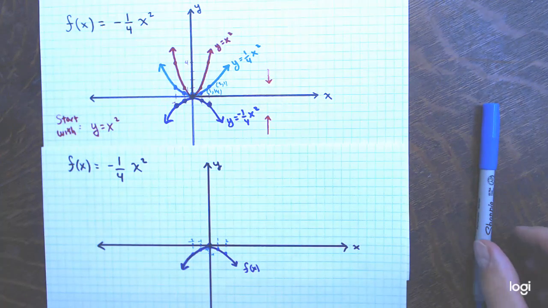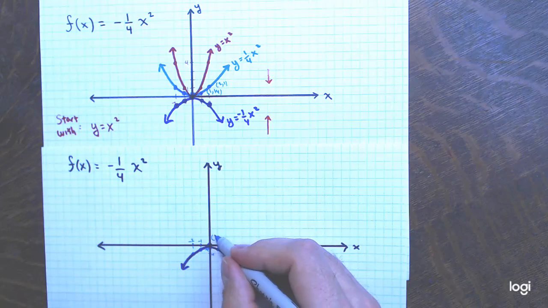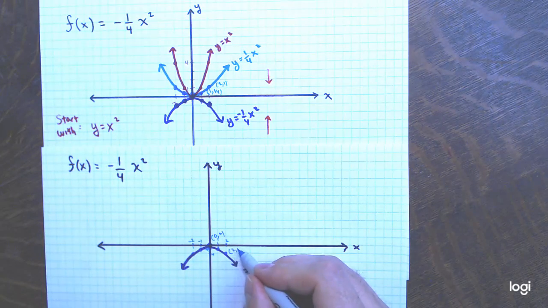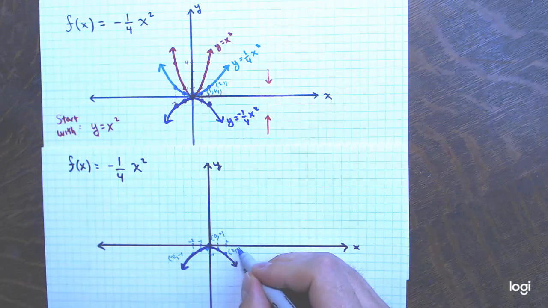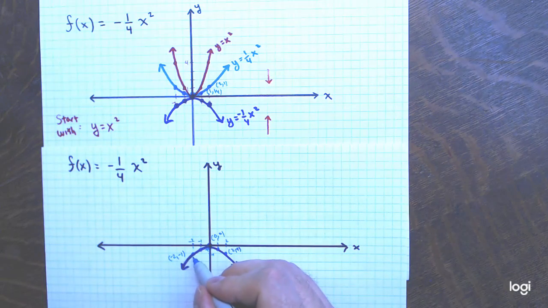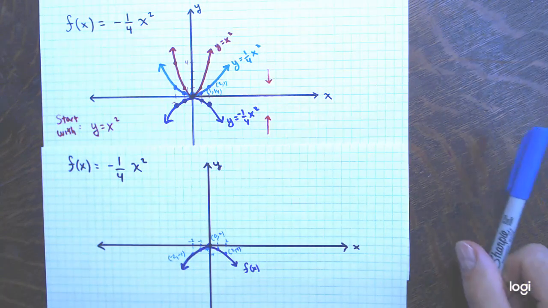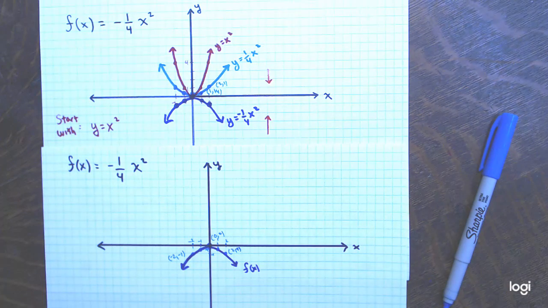And labeling some points here. Again, there's (0, 0). There's (2, 1), and over here's (-2, 1)... sorry, (2, -1), and over here's (-2, -1), and there's at least 3 points labeled on that graph. All right. And as always, you could make a table if you wanted.